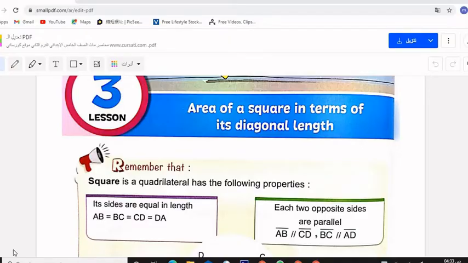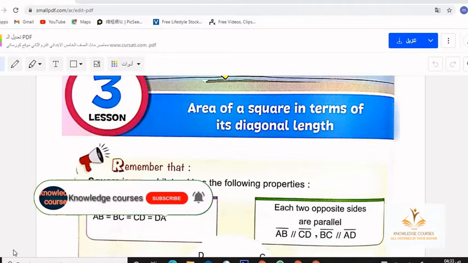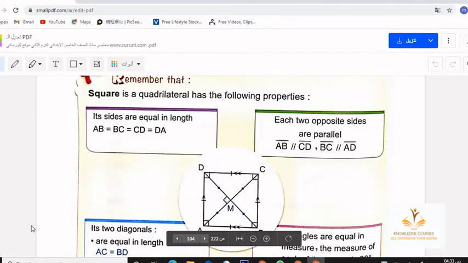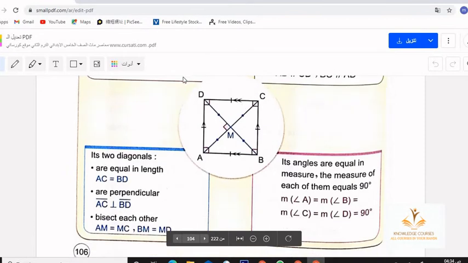النهاردة إن شاء الله هنشوف area of square by its diagonal length. طبعا احنا قبل كده عرفنا الخصائص بتاعة السكوير. عندي سكوير ABCD إن ال AB equal BC equal CD equal DA, all sides equal in length and each of opposite sides are parallel. يعني ال CB parallel ال AD and ال CD parallel ال BA وهكذا. ماشي. Its diagonals، الdiagonal هو الوتر يعني، are equal in length.